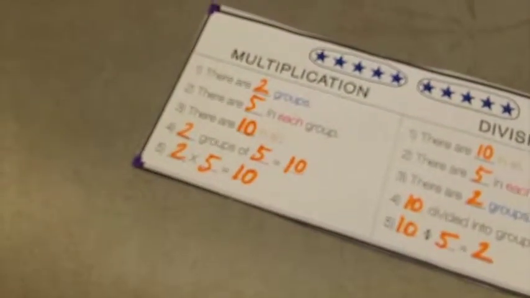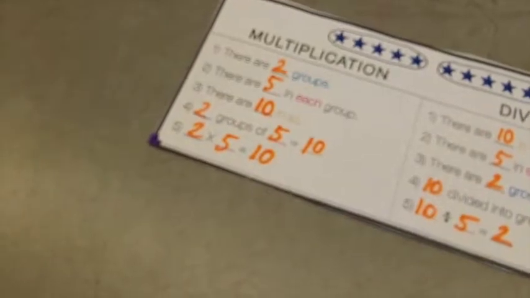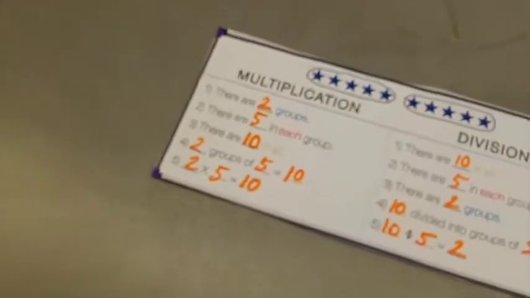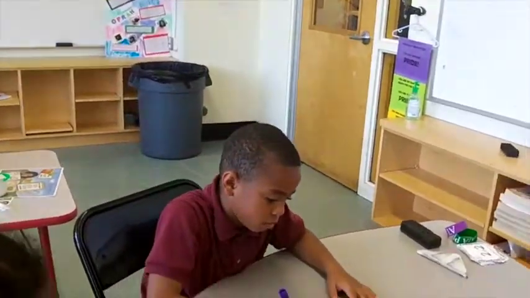There are 2 groups. There are 5 in each group. There are 10 in all. 2 groups of 5s equal 10. 2 times 5 equals 10. Good. Kamaya just gave us the steps for our multiplication number sentence, and Marvin is going to give us the steps for our division number sentence.